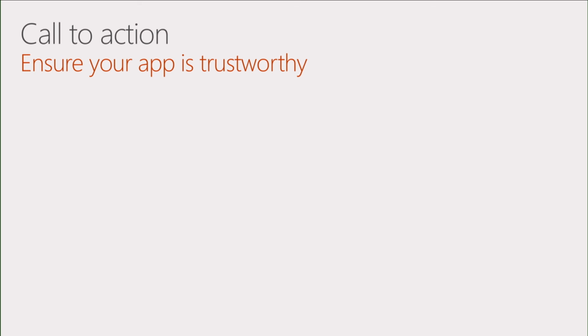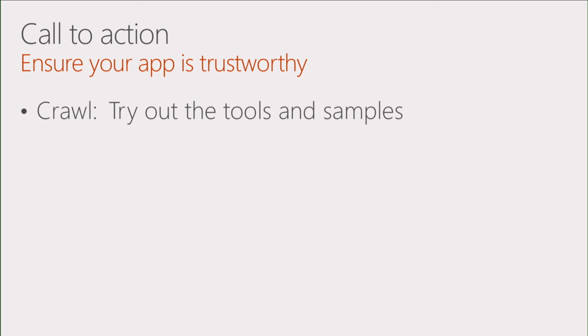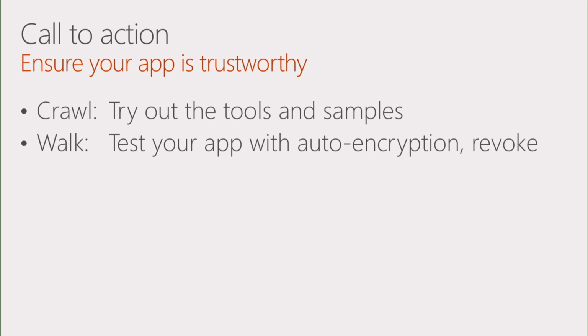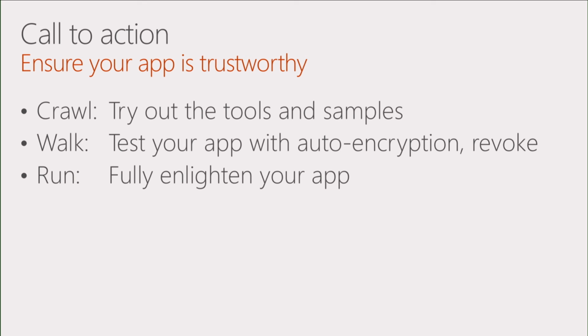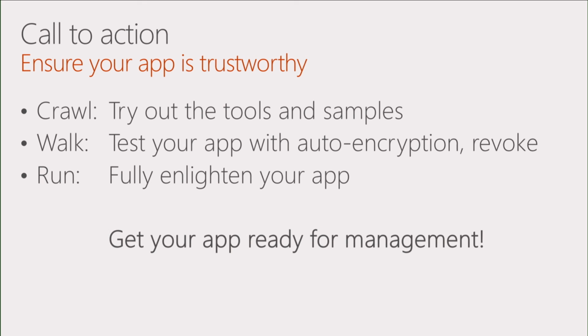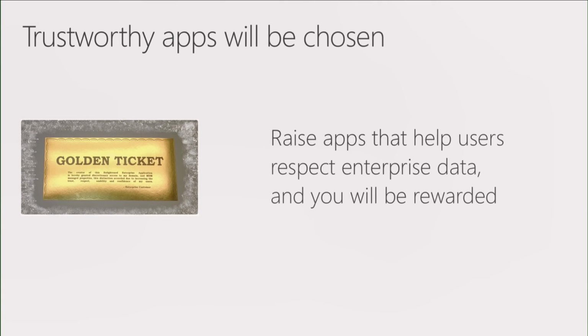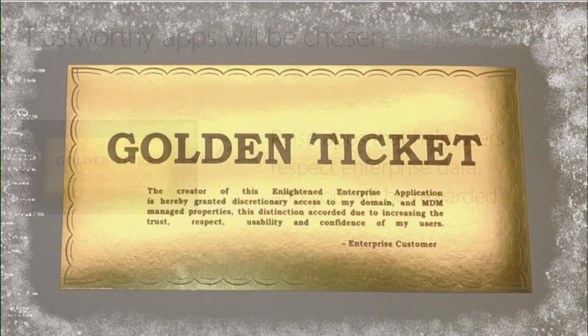So my call to action to you app developers is go ensure that your app is trustworthy. Crawl, walk, run plan is try out the tools and samples. You want to start walking, test your app, make sure that it's working. And then to really take it to town, fully enlighten your application using the dev guide that we just showed you. And that's it. Get your app ready for management. With that, remember that your trustworthy apps are the ones that are going to be chosen. And it's really your golden ticket into the enterprise.